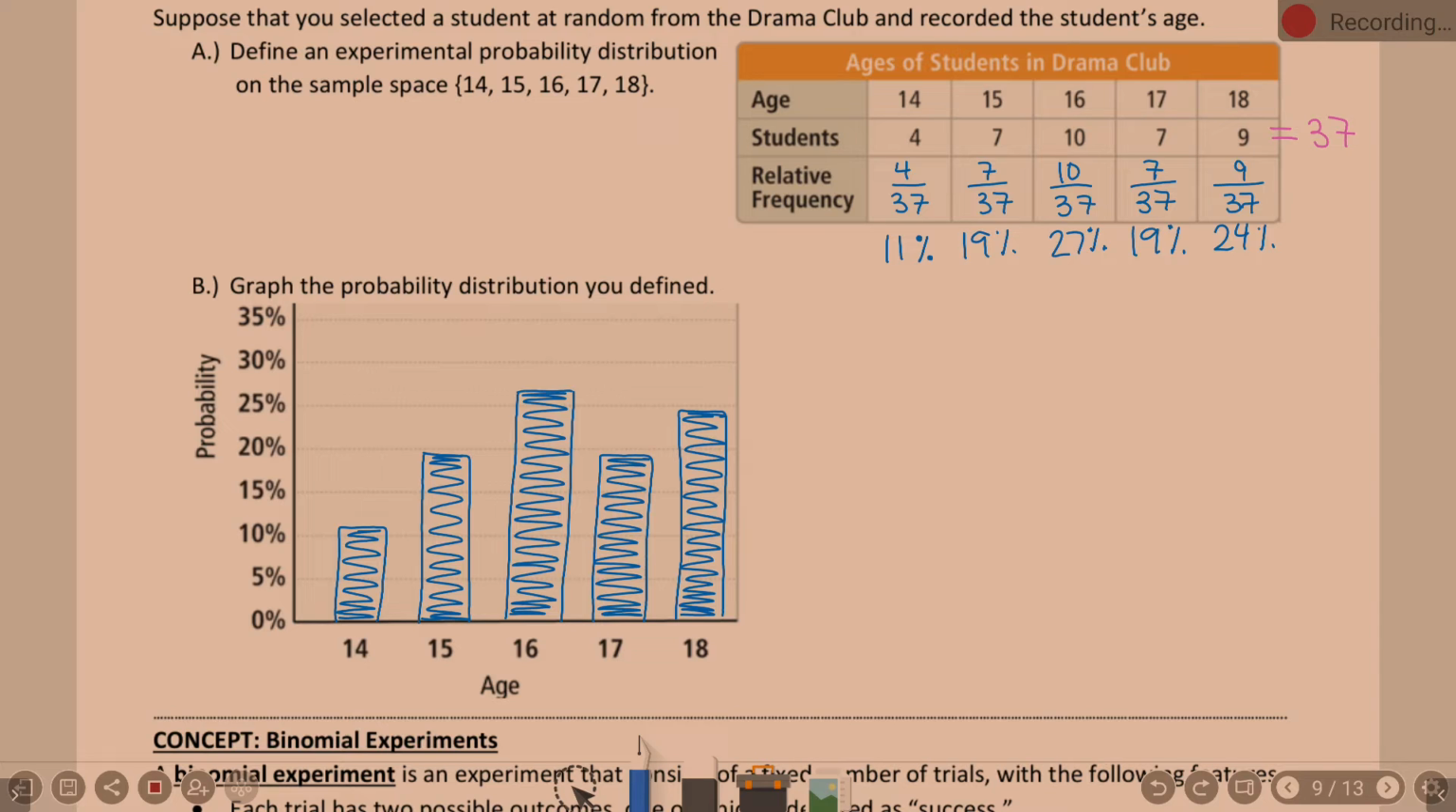Okay. Your graph finished up there. Again, this was experimental probability distribution. It's experimental because we are using data provided. That's what makes it experimental, because it's based on how many students in each age group that they actually surveyed.